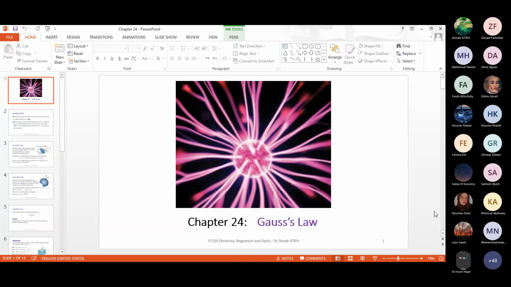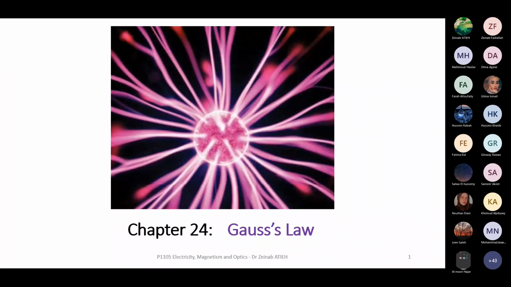Okay, so let's start with Gauss's law. Gauss's law is very, very important, okay? And it's an easy method to calculate the electric field, and you can somehow enjoy it when you solve using Gauss's law. It's much easier than using the first method, which is Coulomb's method.